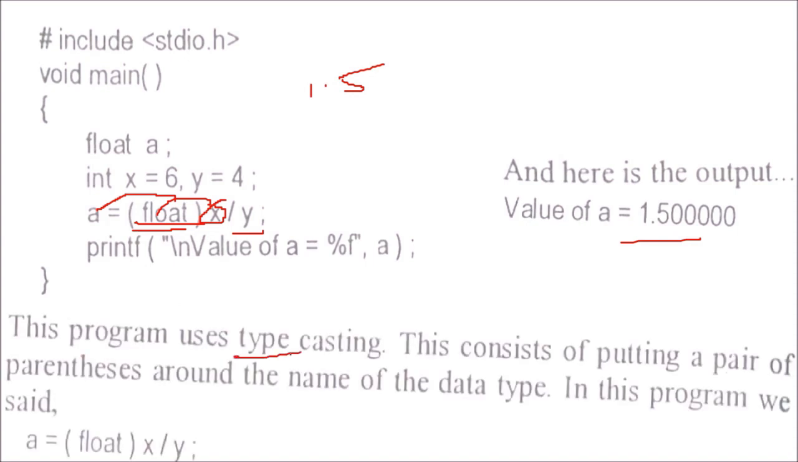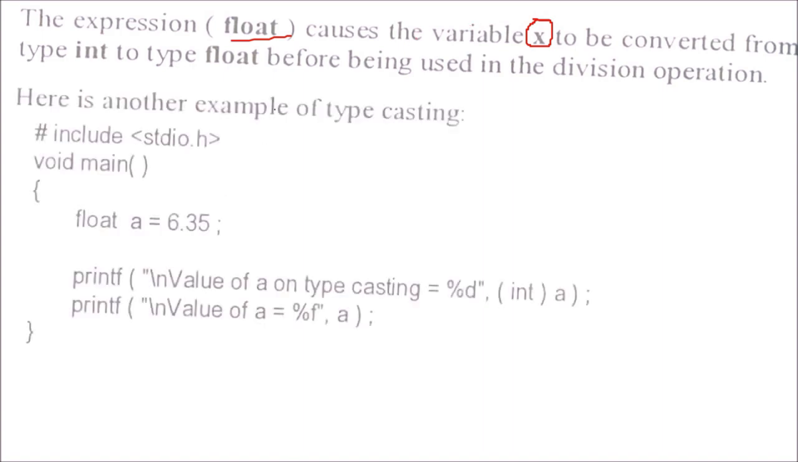So this program uses the typecasting, and as I just said, we have put parentheses around the data type name, and we want this float. This is a data type. We want this x to be made float divided by y. So this expression causes the variable x first to convert from integer to float before even going for a division operation. I'll give you one more example.